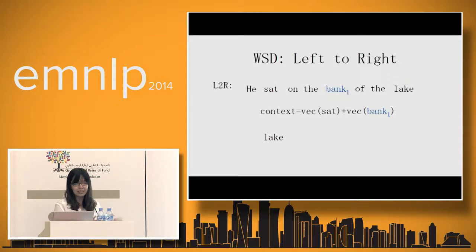Now we know the sense of the bank, right? So instead of the word vector, here we use the sense vector of bank to compute the context vector. Again, cosine similarity, and we select the highest similarity score, which is sense one. Okay, this is the result. We found that we didn't know what sense the set is here.